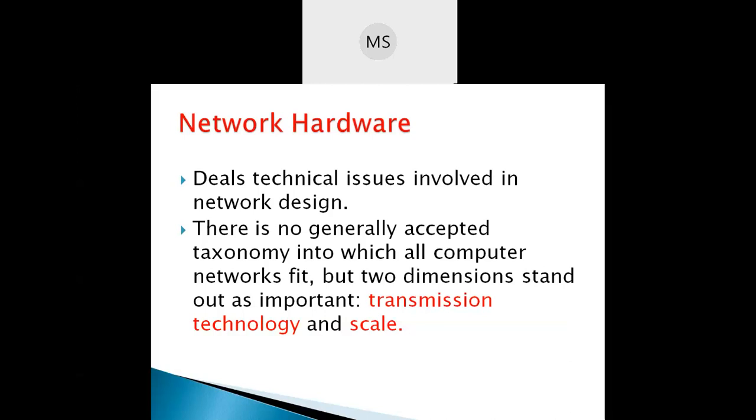By the transmission technology, we can say that computer networks can be wired or wireless. By the coverage area of the network, or scale of the network, we can say networks are of various types. Okay. So now let's have a glance at the network hardware related things.